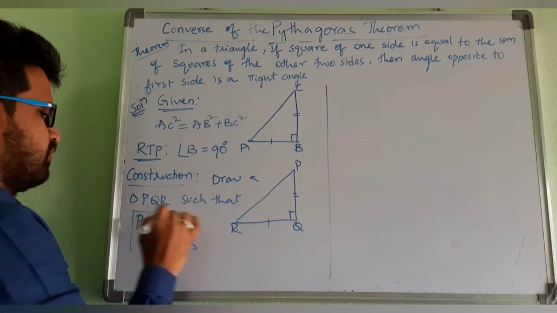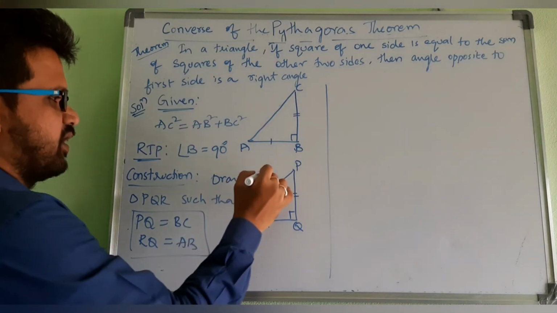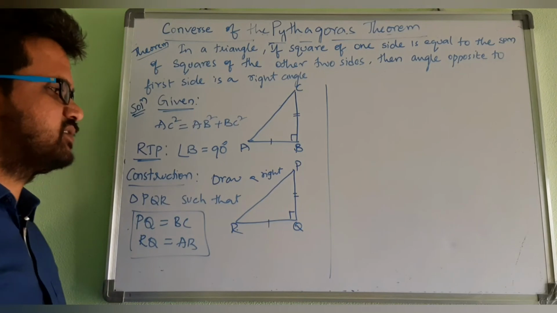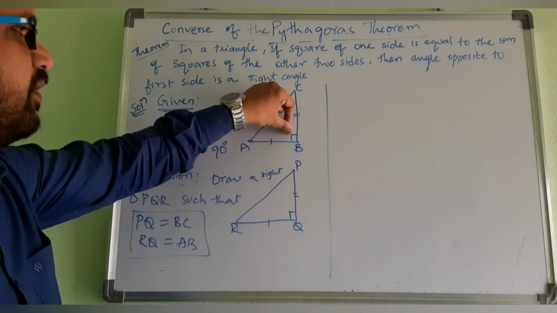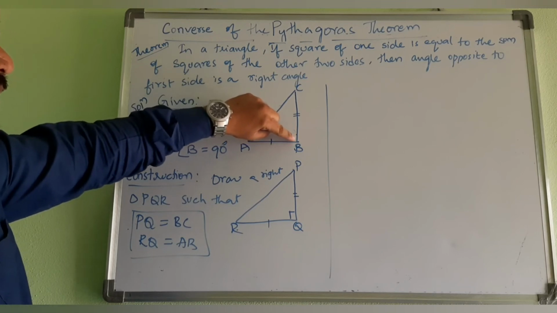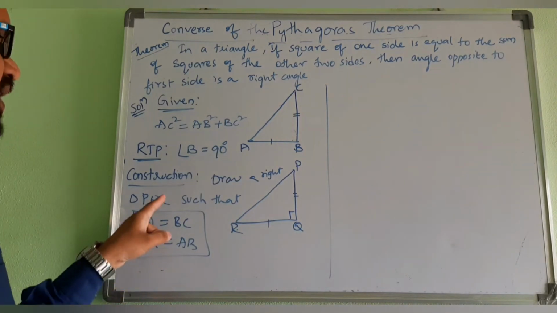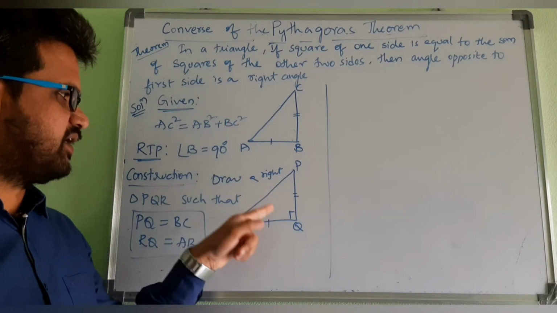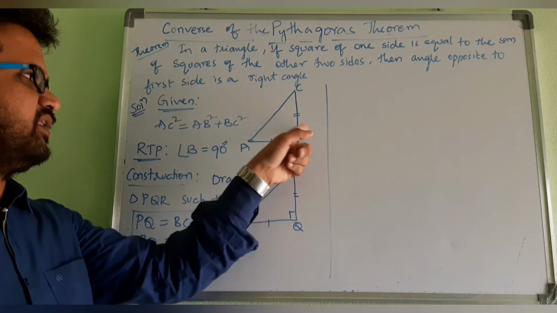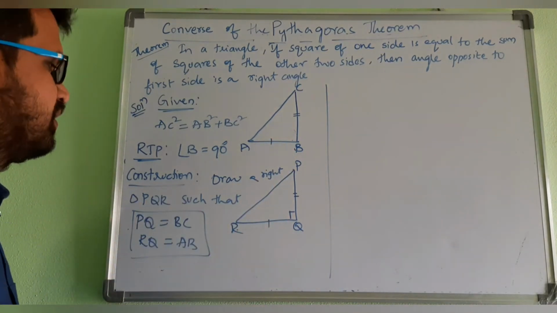We have to draw a right triangle here. Note down the right triangle PQR such that angle Q is 90 degrees. Here we don't know whether B is 90 degrees or not. For your understanding, I kept it here. Remove this. We don't know; we have to prove that angle B is 90 degrees. So what is the construction? We draw a right triangle such that PQ is equal to BC, which is already given, and RQ is equal to AB.